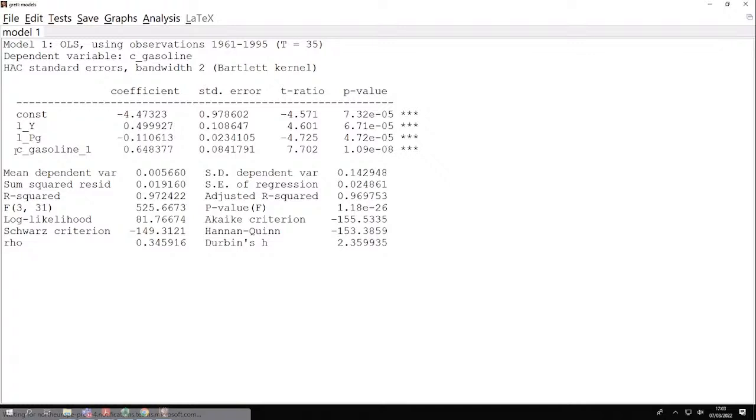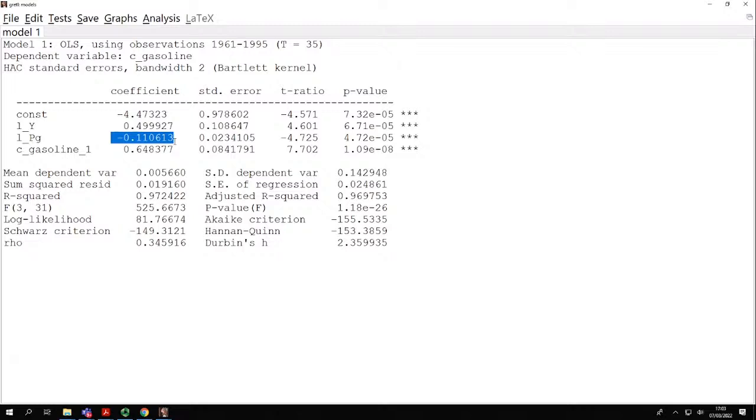We see that gasoline consumption in the previous year has an important effect. You can see that all the t ratios are larger than 2 in absolute value, so the p-values are all smaller than 5%, so they are all statistically significant. So from a statistical point of view, and also from a point of view of theory, all coefficients have the expected sign. If we have a 1% increase in per capita income, there will be almost a 0.5% increase in gasoline consumption, which is reasonable.